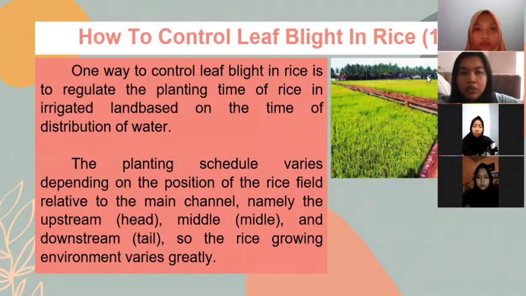How to control leaf blight in rice? Part 1: one way to control leaf blight in rice is to regulate the planting time of rice in irrigated land based on the time of distribution of water. The planting schedule varies depending on the position of the rice field relative to the main channel, namely the upstream or head, middle, and downstream. Next.